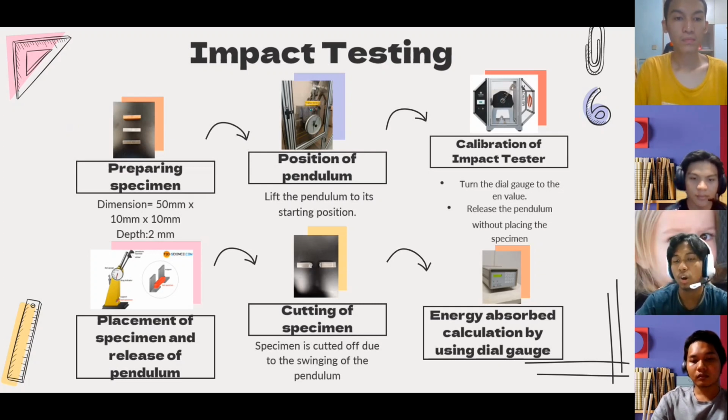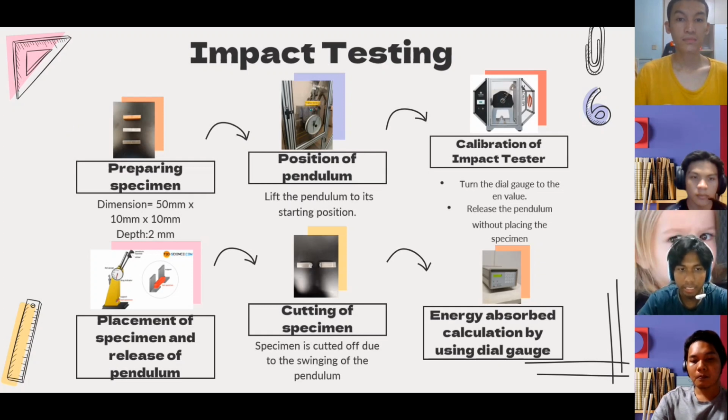For the calibration of the impact tester, we are going to turn the dial gauge to the end value. The end value is the maximum value in the calibration of the impact tester. Next, we release the pendulum without placing the specimen. After the calibration, we put in the specimen and release the pendulum.